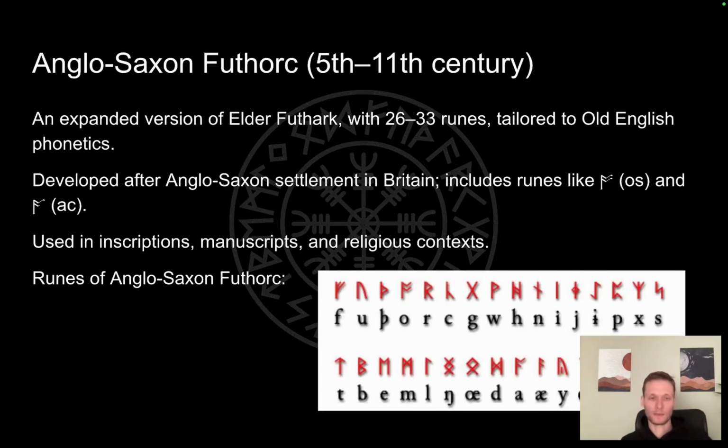The next generation of the Futhark was the Anglo-Saxon Futhark, dated from the 5th to 11th century. In this generation, it was an expanded version. They added more runes, tailored to Old English phonetics. It was developed after the Anglo-Saxon settlement in Britain, and includes additional runes like Os and Ac. It was used in inscriptions, manuscripts, and religious contexts, and here you can see all the runes of the Anglo-Saxon Futhark.